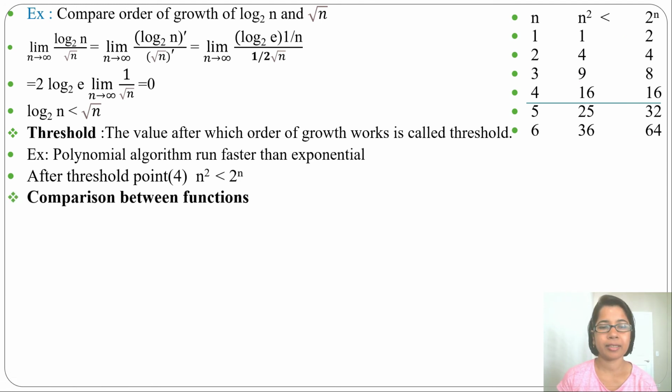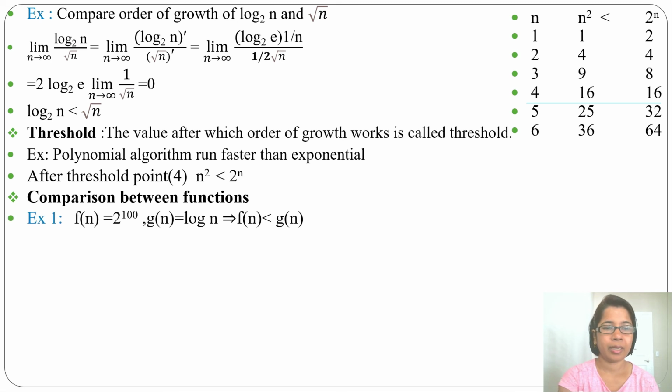Let's see some examples of comparing functions. First example, f(n) is 2 power 100, g(n) is log n. 2 power 100 is a constant, and log n is a logarithm, and a constant has a lower order of growth than a logarithm, so f(n) is less than g(n).